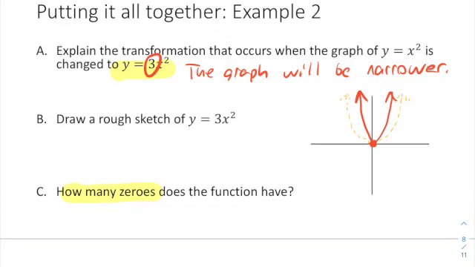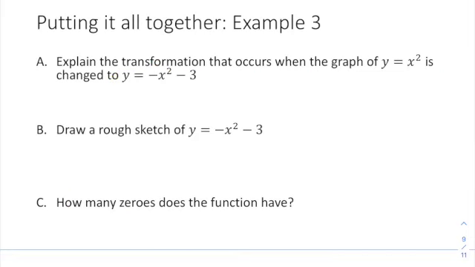I've shown that the new graph will be narrower than the parent function. And now they ask how many zeros? Well, I'm hitting the x-axis in one spot, so there is 1 zero. And that's it. Now this next one has a few things going on. Again, we're asked to explain the transformation from the parent.